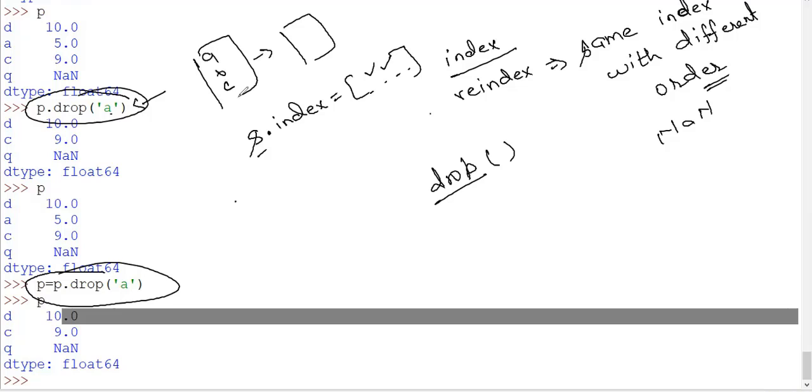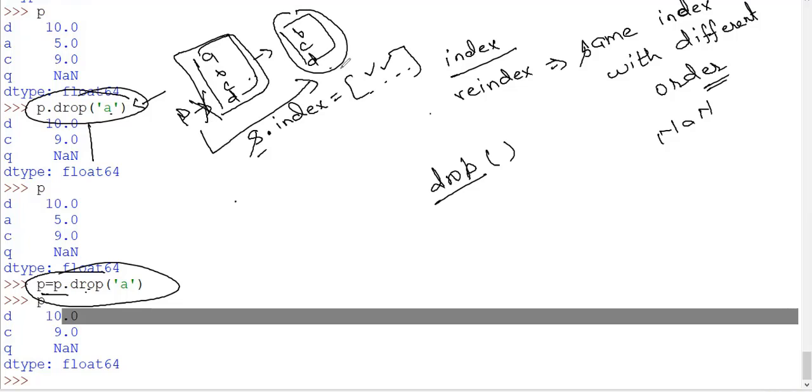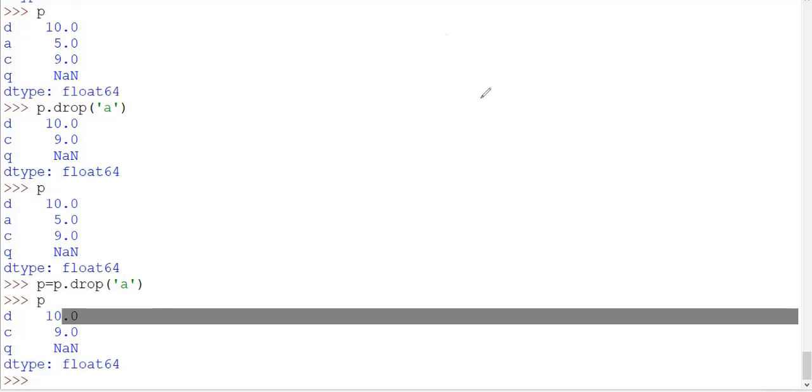Suppose it is a, b, c, d. It's going to create a new series that is b, c, d, and the output is shown here. But suppose you have written this statement, p equal to p dot drop. P is initially pointing to this memory location, but after writing this statement, it's going to remove the element and create a new one, and now p is not pointing to this. P starts pointing to this location. This way it's going to remove the element. So this is about the series object.